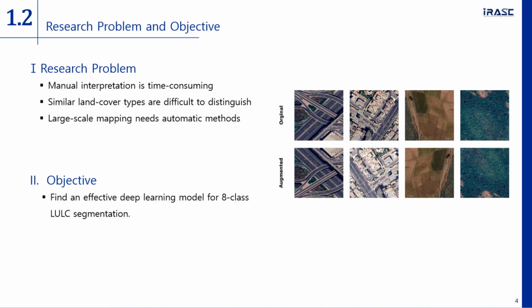Semantic segmentation doesn't assign a label to the whole image. Instead, it classifies every pixel in the image. The objective of the paper is to compare several deep learning models and identify the most effective model combination for 8-class LULC segmentation.